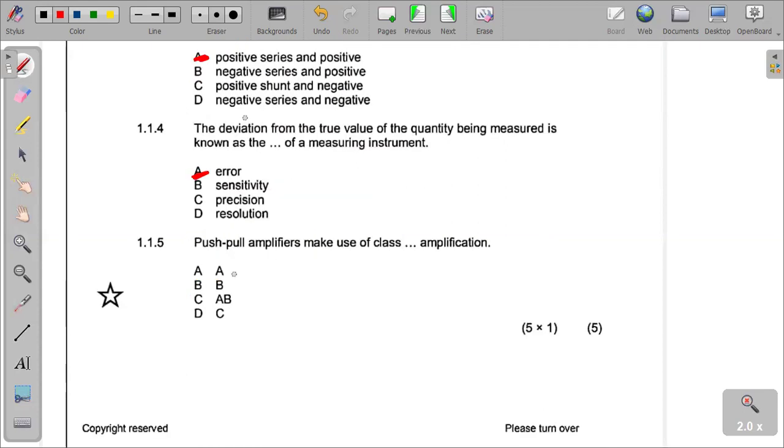1.1.5: push-pull amplifiers make use of class what? It makes use of a class AB amplifier. So our answer is C. Just out of interest again, in actual fact, many amplifiers are designed for class AB conditions, where a compromise is reached between the high efficiency of class B and the low efficiency of class A. So class AB is there to compensate for the shortcomings of class A and class B. It meets them halfway.